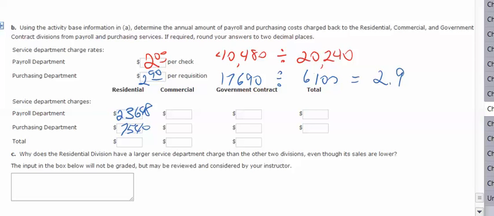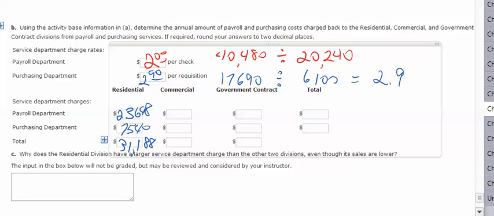So for the residential, the total amount that's going to be charged to them for both departments will be the 23,648 plus the 7,540, $31,188 would be charged to the residential. We'd go through the same process for commercial, where we multiply the $2 per check times the total number of checks, the $2.90 for the requisition times the number of requisitions for the commercial department, add those together. Same thing with the government contract, and we'll add these totals up, and they should equal the total amount of our costs.